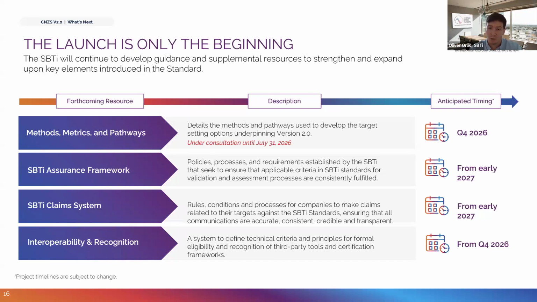And in the next month, we'll be launching new resources to support the target setting options for different pathways, which is our methods, metrics, and pathways document, defining our assurance framework, setting out the rules for companies to make claims, and more regarding our interoperability with third-party tools and certification frameworks. That is, which of those standards and third-party frameworks can be used to meet against those targets, whether it's what low carbon commodities we are aligning to, or what certifications carbon credits need.